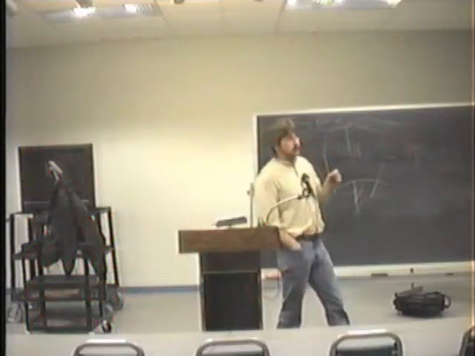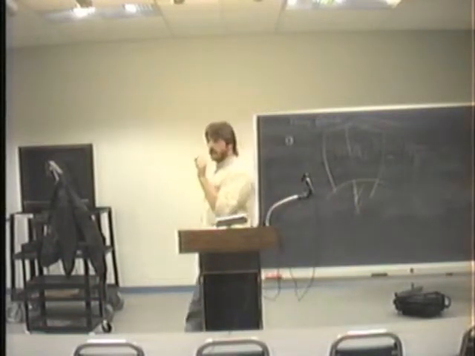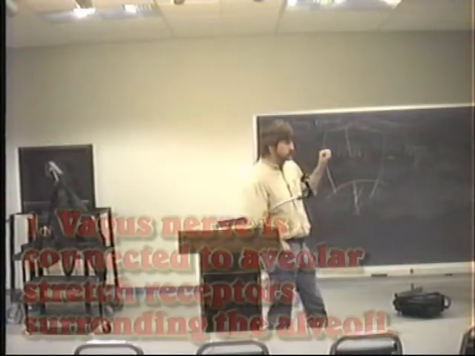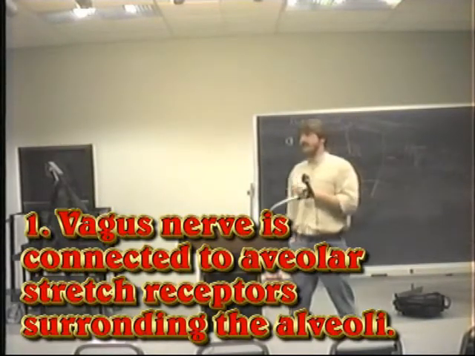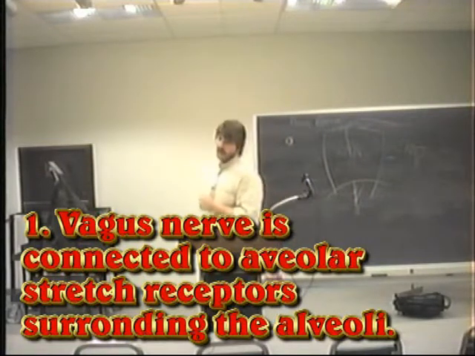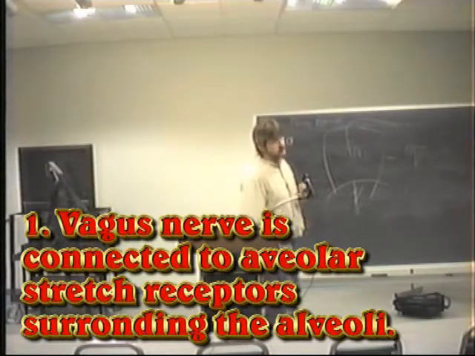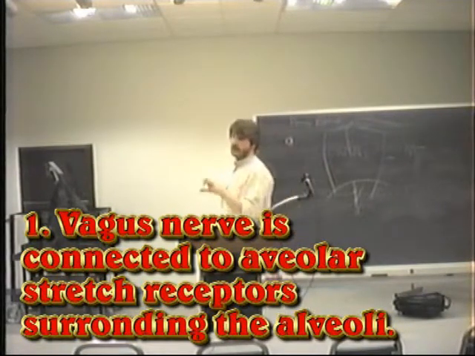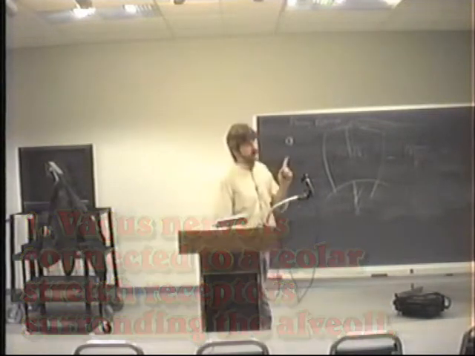Some of the vagus nerve fibers connect to little nerve centers around the alveoli, those little structures that expand when we breathe. They're called alveolar stretch receptors. And when they stretch to a certain point, they send word to the inspiratory center through the vagus nerve: stop breathing in. That's one of our two mechanisms.